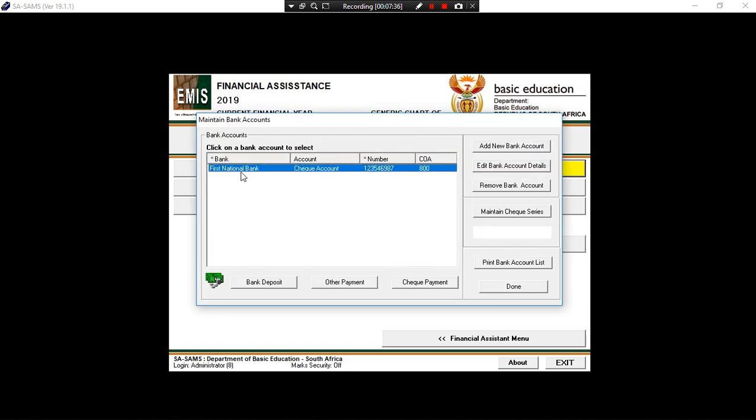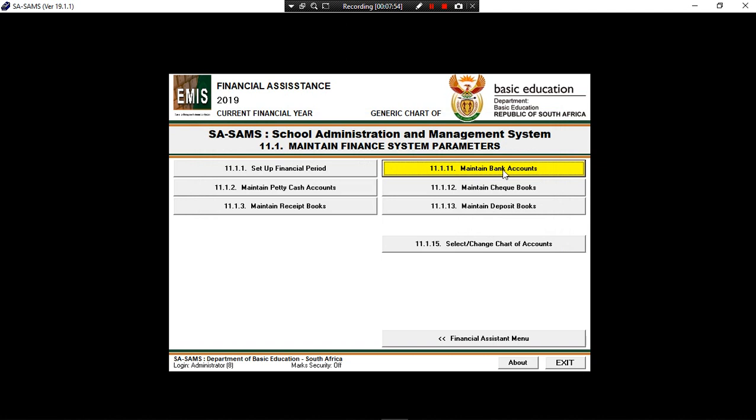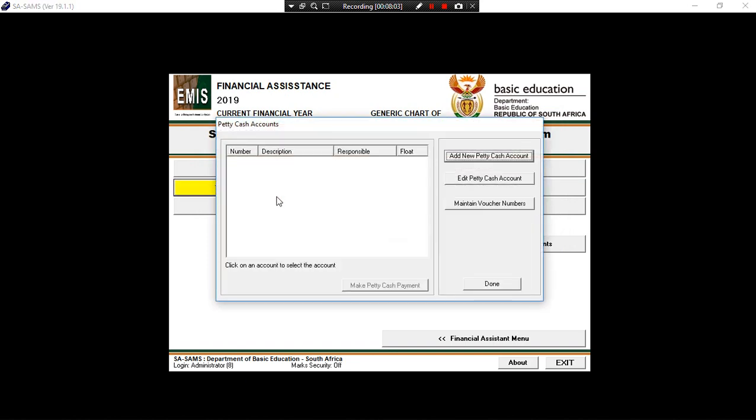It brought us back into the main bank account. There we still have it. As you can see, our bank deposit, other payments and check payments are now active because we have a check series in the checkbook. Then we also have a deposit book. Then we are done. We are out of the bank accounts, but we also maintained our checkbooks and maintained our deposit book. Then we come here, we maintain our petty cash.